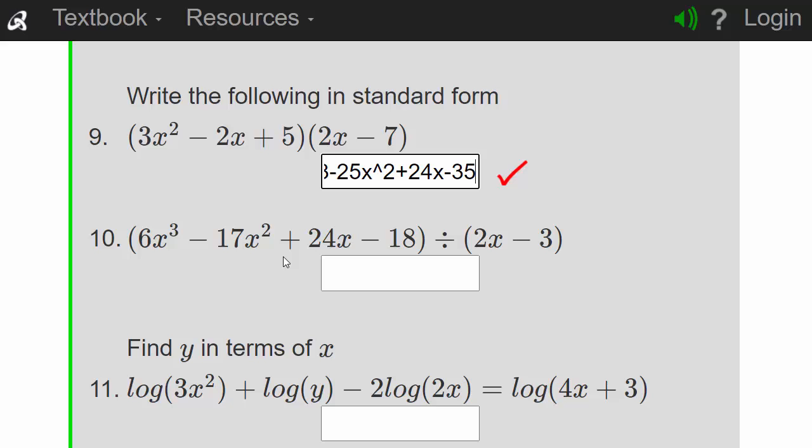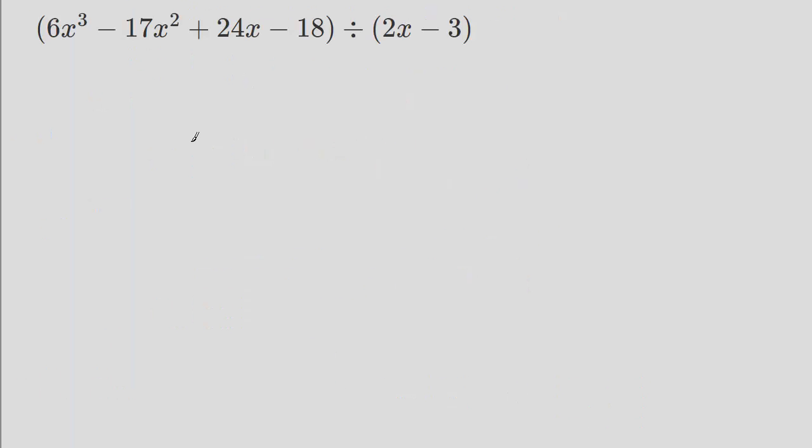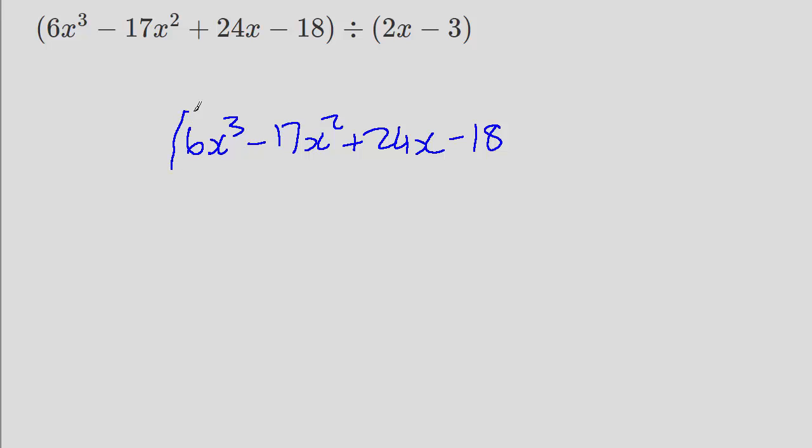Question 10. This time we're going to do an algebraic division. The way I do an algebraic division is to write it like this. I'm going to have 6x cubed minus 17x squared plus 24x minus 18, and that's going to be divided by 2x minus 3.